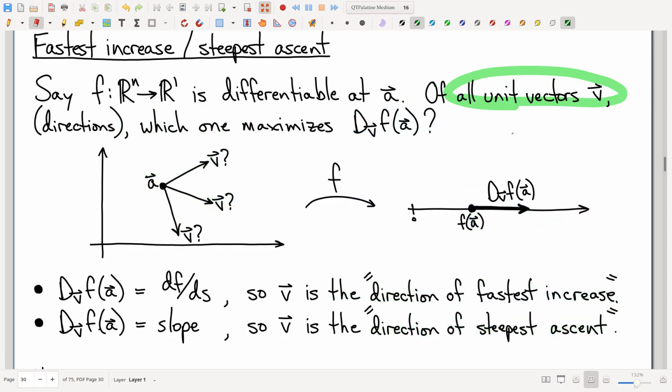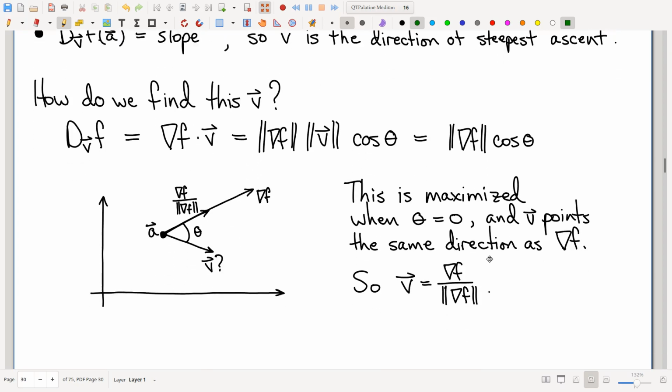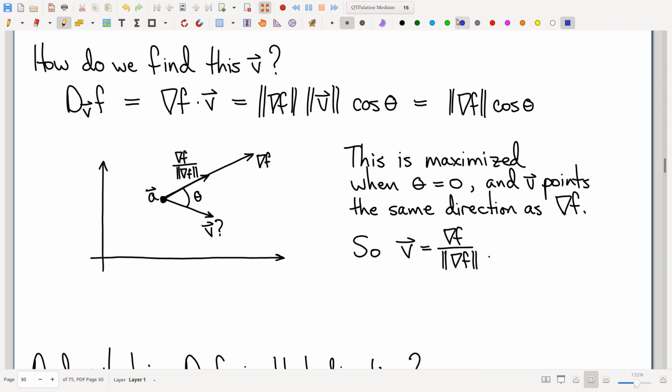Okay, so how do we do it? This is actually a pretty straightforward calculation. Here's the thing that we want to make as big as possible. Here's our formula for it. It's a dot product. Here's how we compute dot products. Don't forget, we were only looking at unit vectors v.